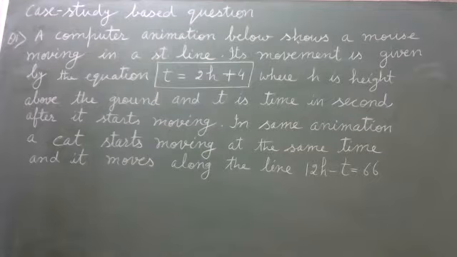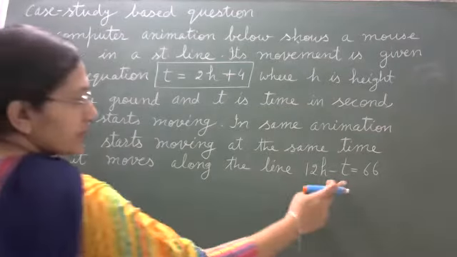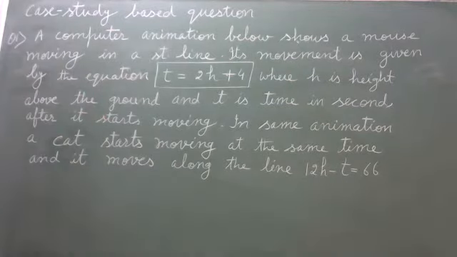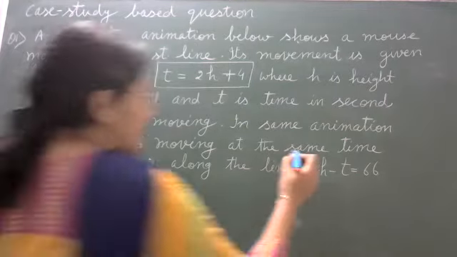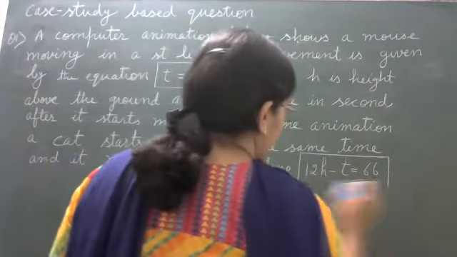After it starts moving, ठीक है, जब मूव करना शुरू हुआ तो उसके बाद का ये इक्वेशन है: t is equal to 2h plus 4. In the same animation, a cat starts moving at the same time and it moves along the line 12h minus t is equal to 66. So here you are given the second equation.